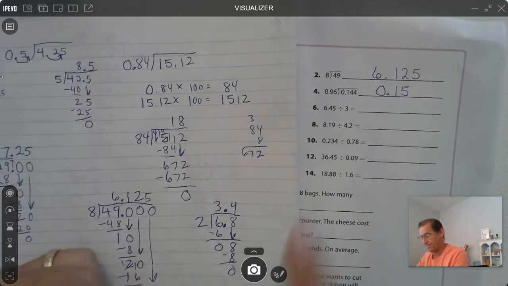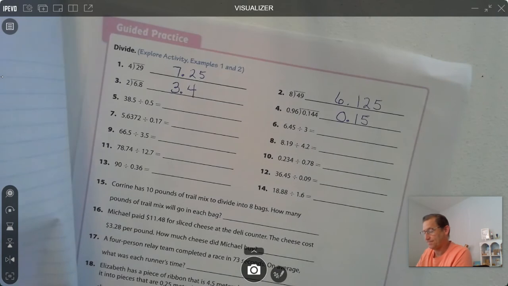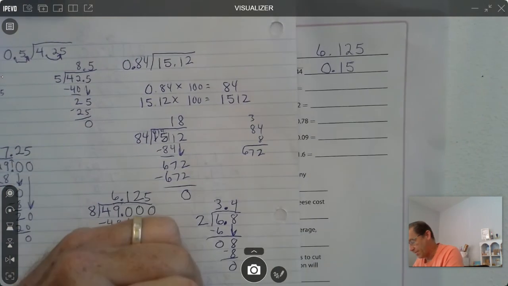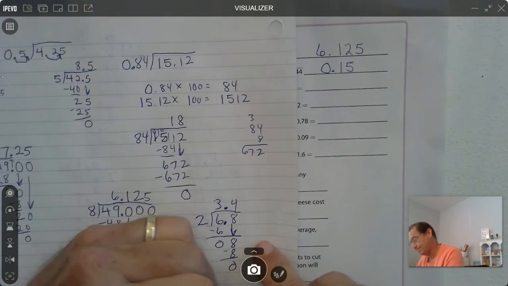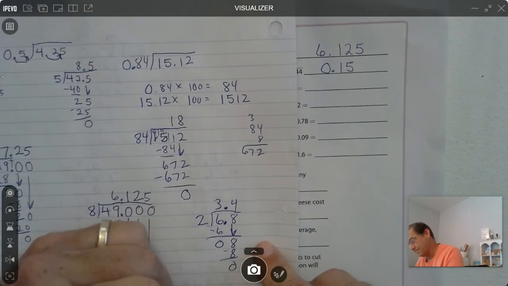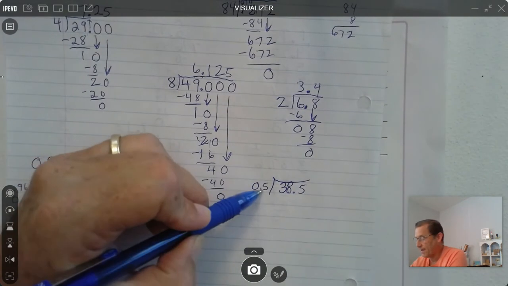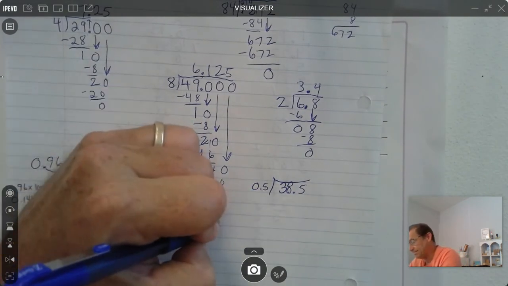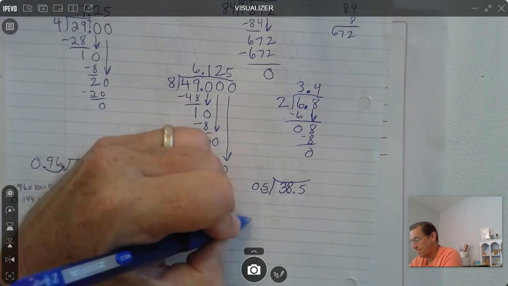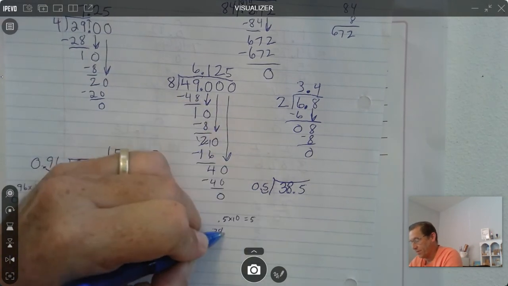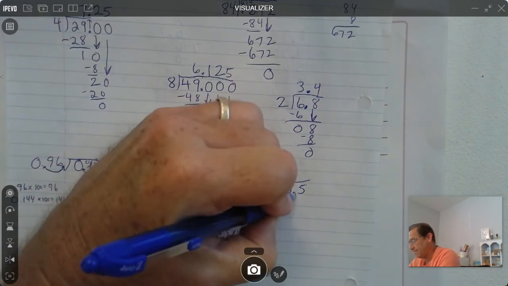Okay, number 5. 38 and 5 tenths divided by 5 tenths. Okay, so what is 5 tenths times 10? It's just going to be 5, right? 38.5 times 10 will be 385.